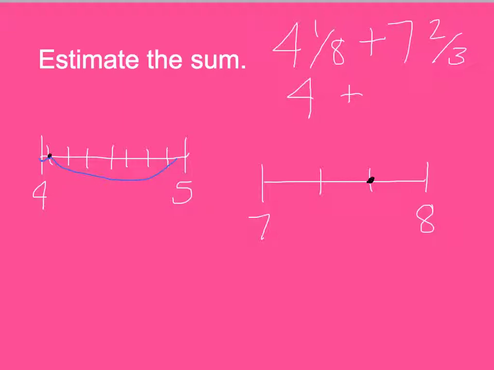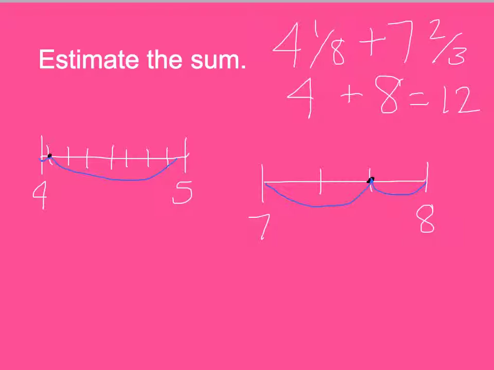And then look at the distance between 7 2/3 and 8, and look at the distance between 7 2/3 and 7. Notice that it's much closer to 8 than it is to 7, so this one is going to round up to 8. So our estimated sum for this problem is going to be 4 plus 8, which is going to get us 12. So that's how we're finding the estimates of mixed numbers.